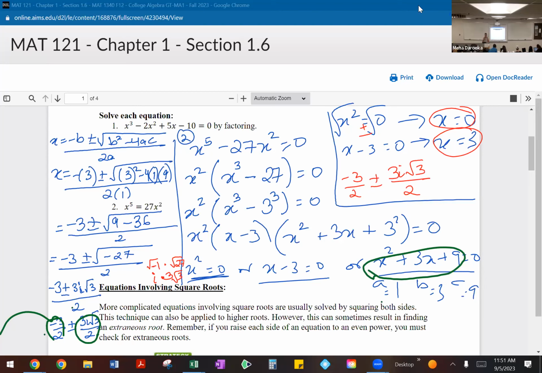Those of you who are on Zoom, Salvatore, Daniela, any questions on this example here? Daniela, you're pretty strong.